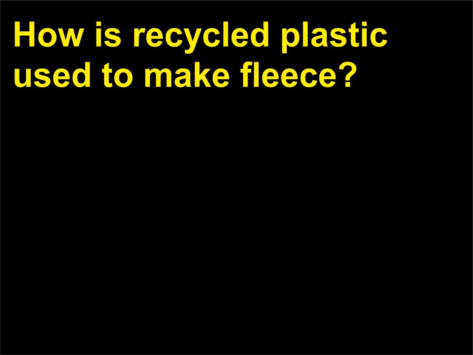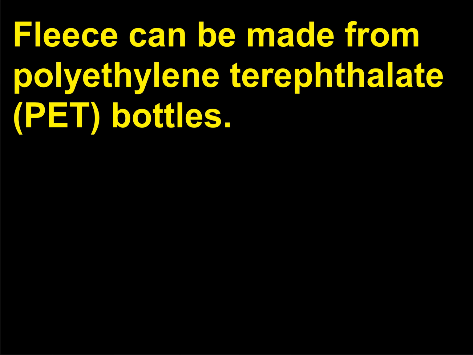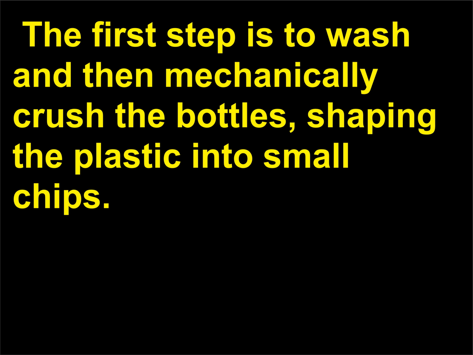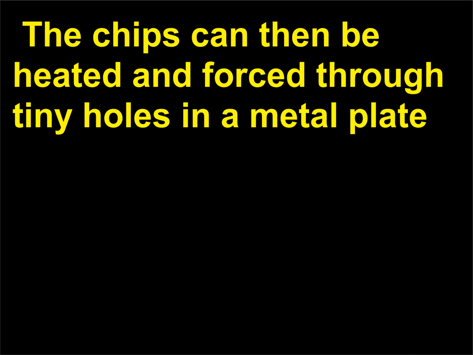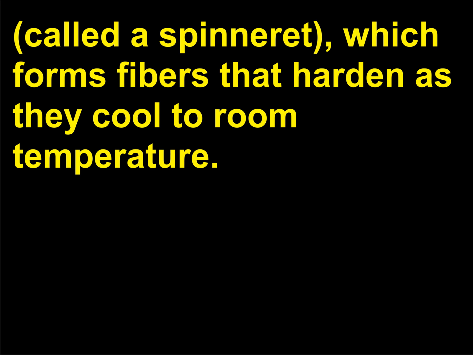How is recycled plastic used to make fleece? Fleece can be made from polyethylene terephthalate, PET, bottles. The first step is to wash and then mechanically crush the bottles, shaping the plastic into small chips. The chips can then be heated and forced through tiny holes in a metal plate, called a spinneret, which forms fibers that harden as they cool to room temperature.